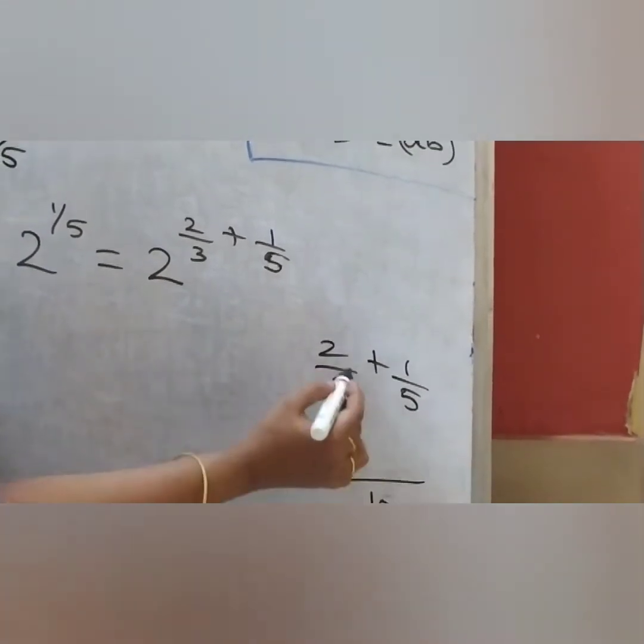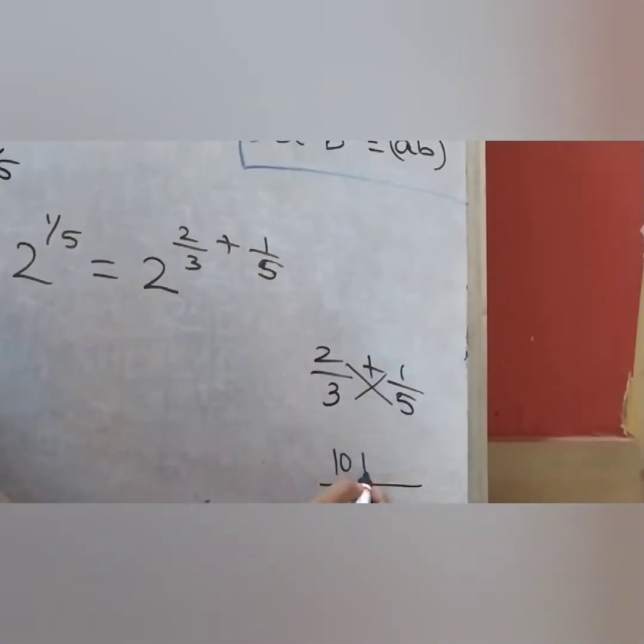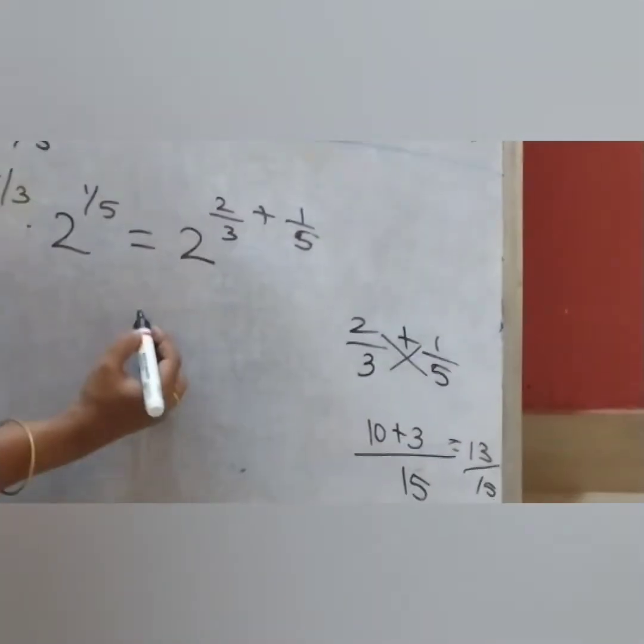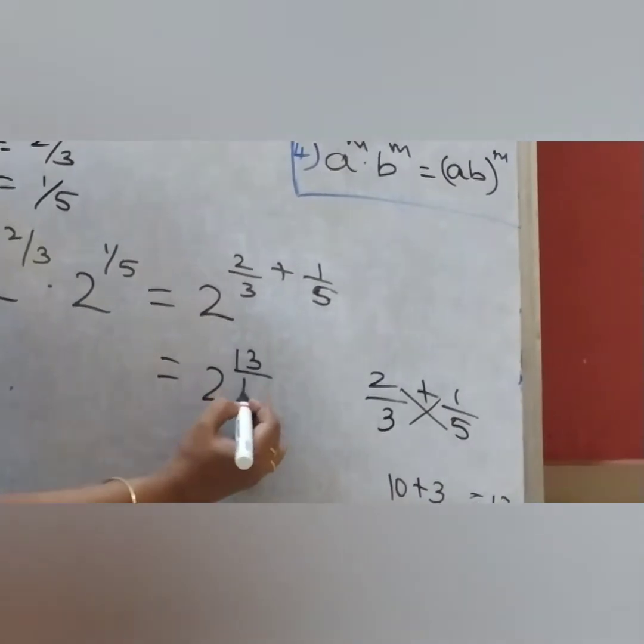5 3s is 15. Cross multiply. 5 2s are 10. 3 1s are 3. So you get the answer 13 by 15. Okay, so your answer is 2 power 13 by 15.